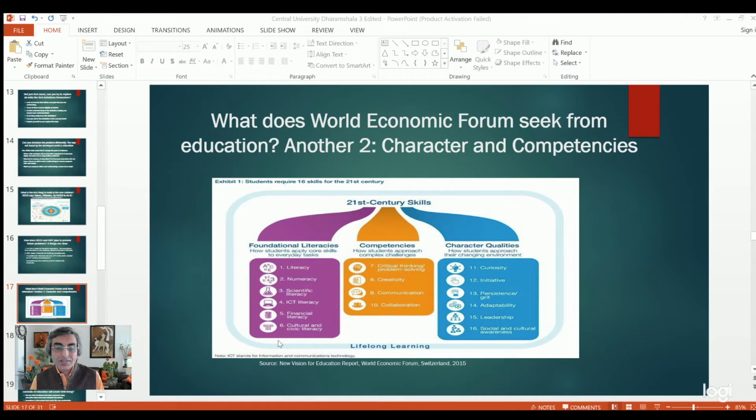So what does it include? Social and cultural awareness. So how do you build social and cultural awareness? That becomes a task, which means that you must be able to relate to other people.